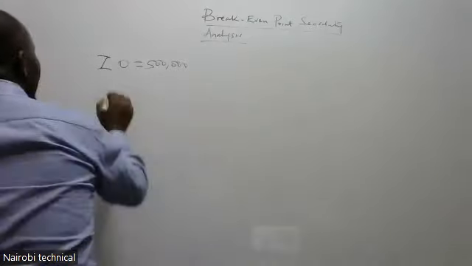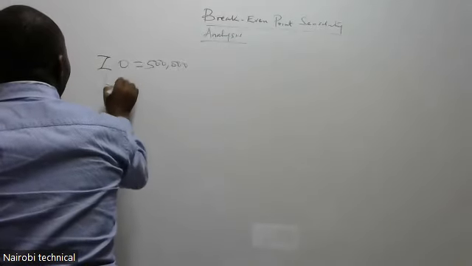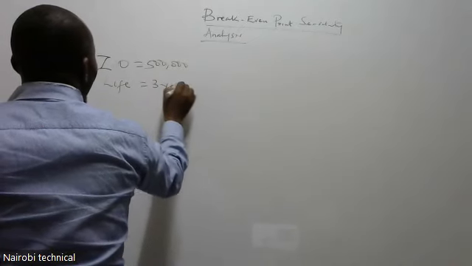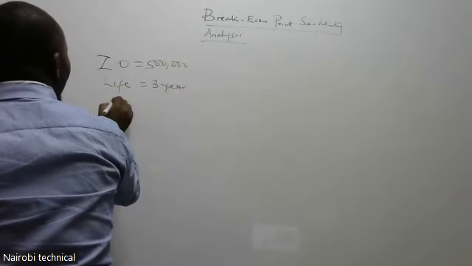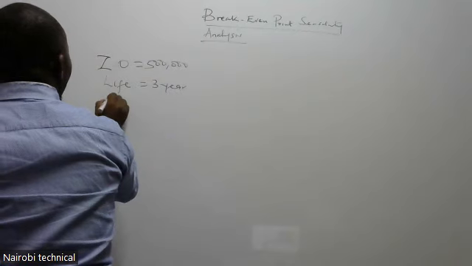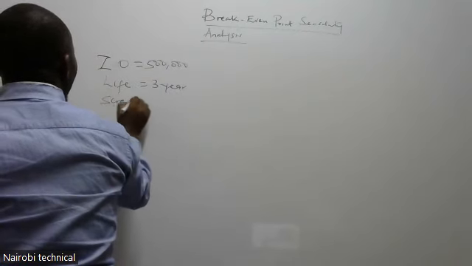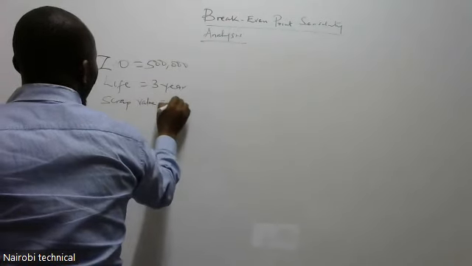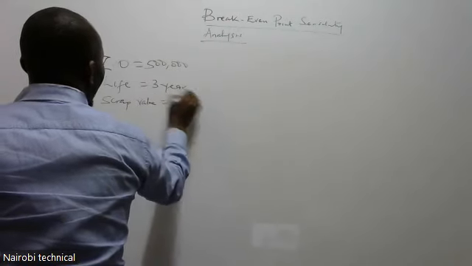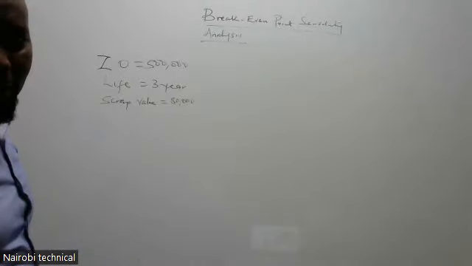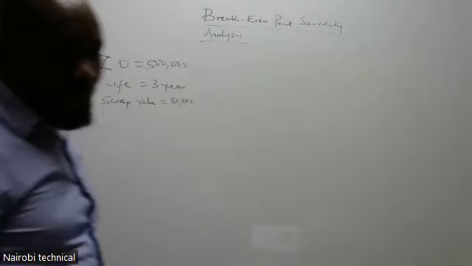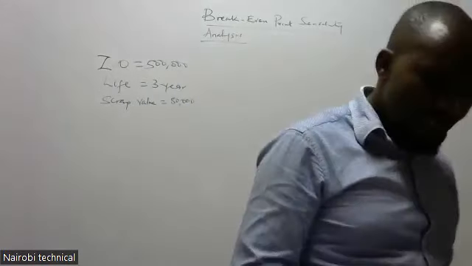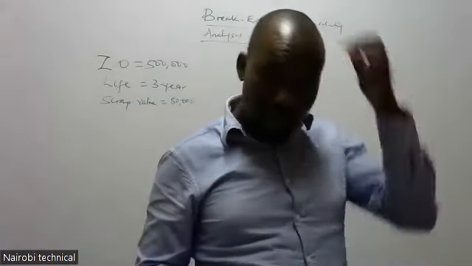So this project has a useful life of 3 years, after which it will be sold at a scrap value of 80,000. We are together. It has a useful life of 3 years, after which it will be sold as a scrap value of 80,000, right?